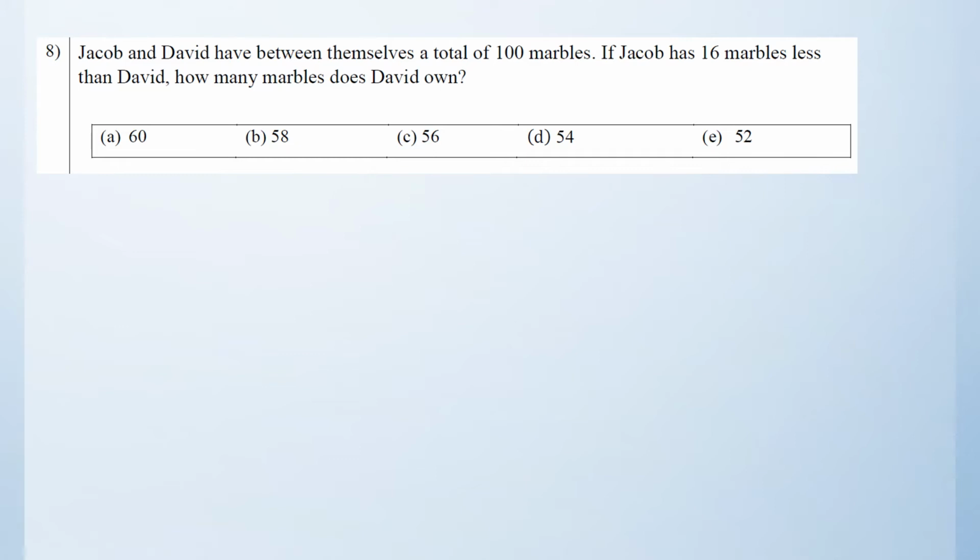Jacob and David have between themselves a total of 100 marbles. So we have Jacob and David, a total of 100 marbles are there. Jacob has 16 marbles less than David. So if the number of marbles belonging to David is x, then Jacob's will be x minus 16. How many marbles does David own? So we have to find x finally.